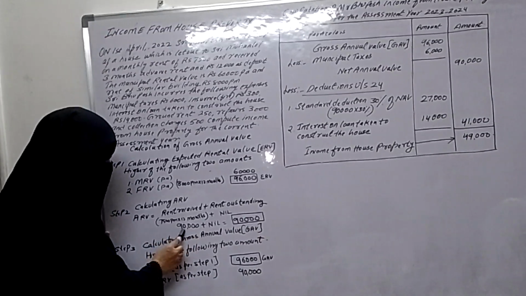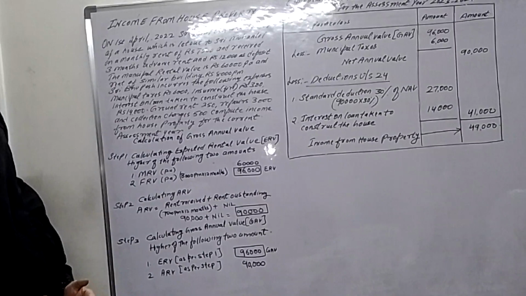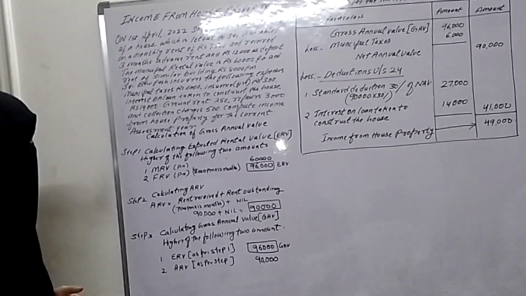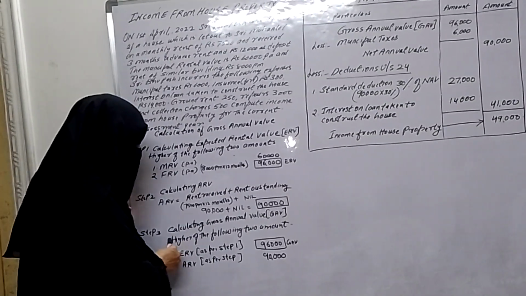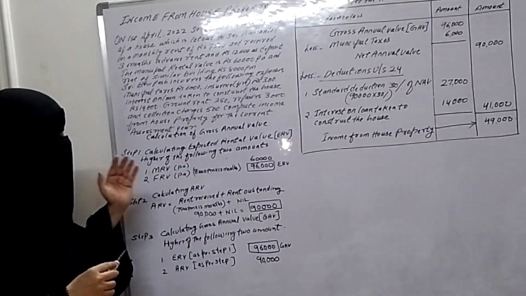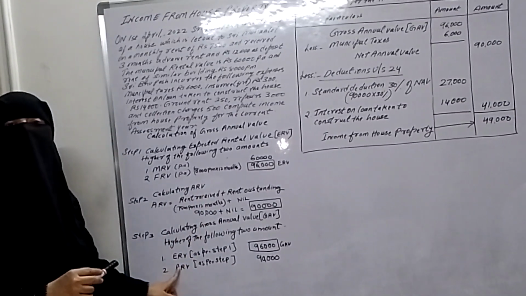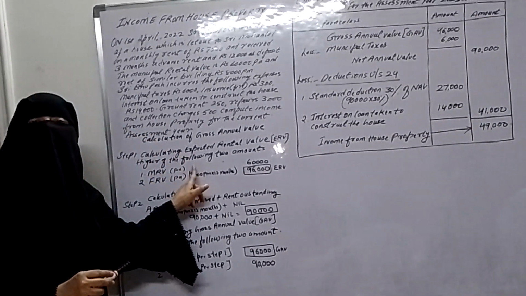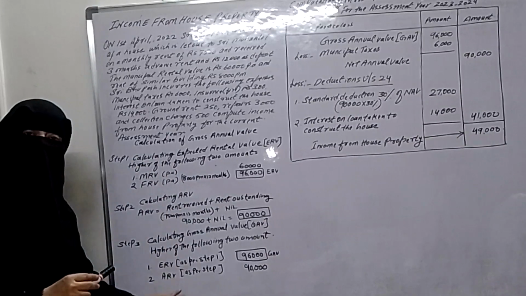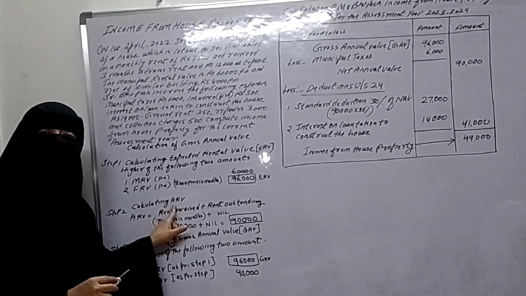7,500 per month into 12 months, we get 90,000. This is our ARV, actual rental value. Now, in third step, we can calculate gross annual value. Gross annual value is the higher of the following two amounts. Number one, expected rental value, which we calculated in step 1. And number 2, ARV, actual rental value, which we calculated in step 2.